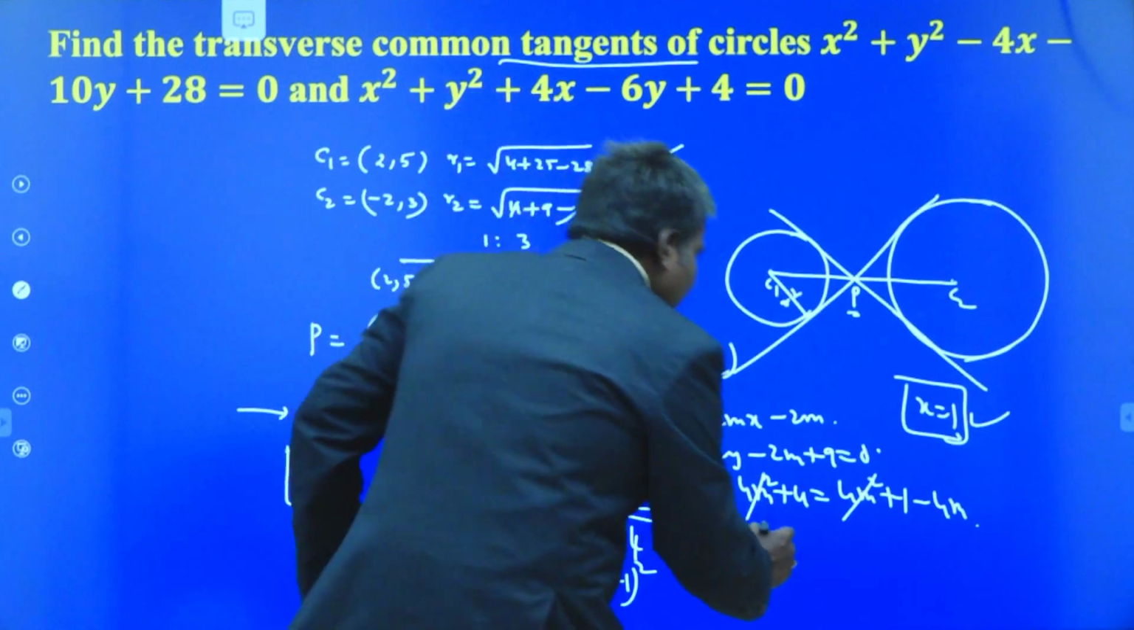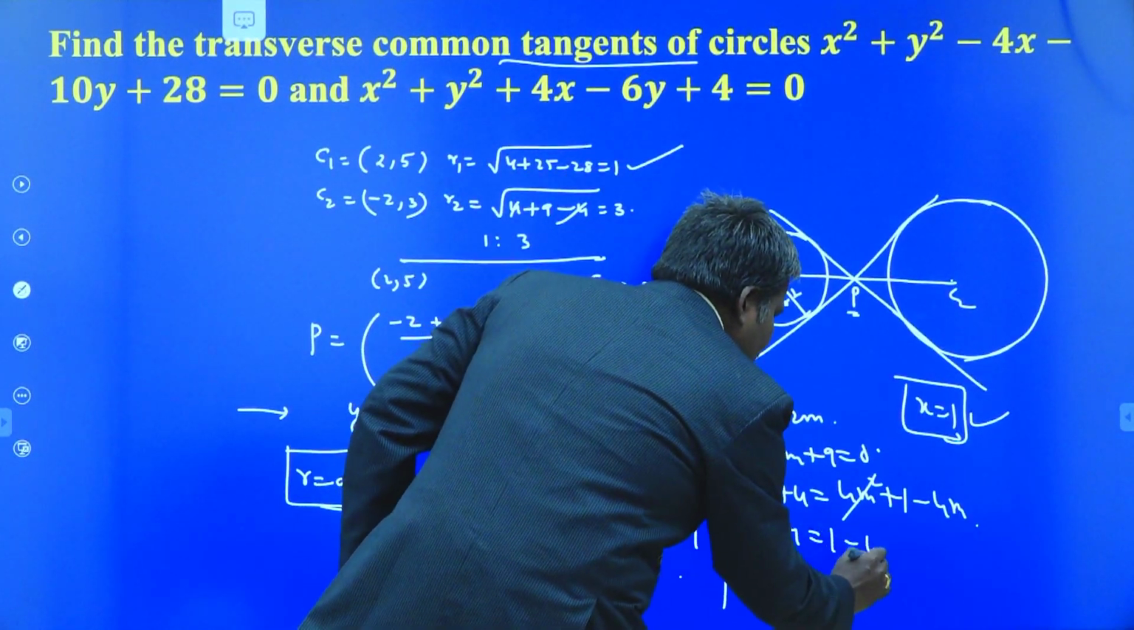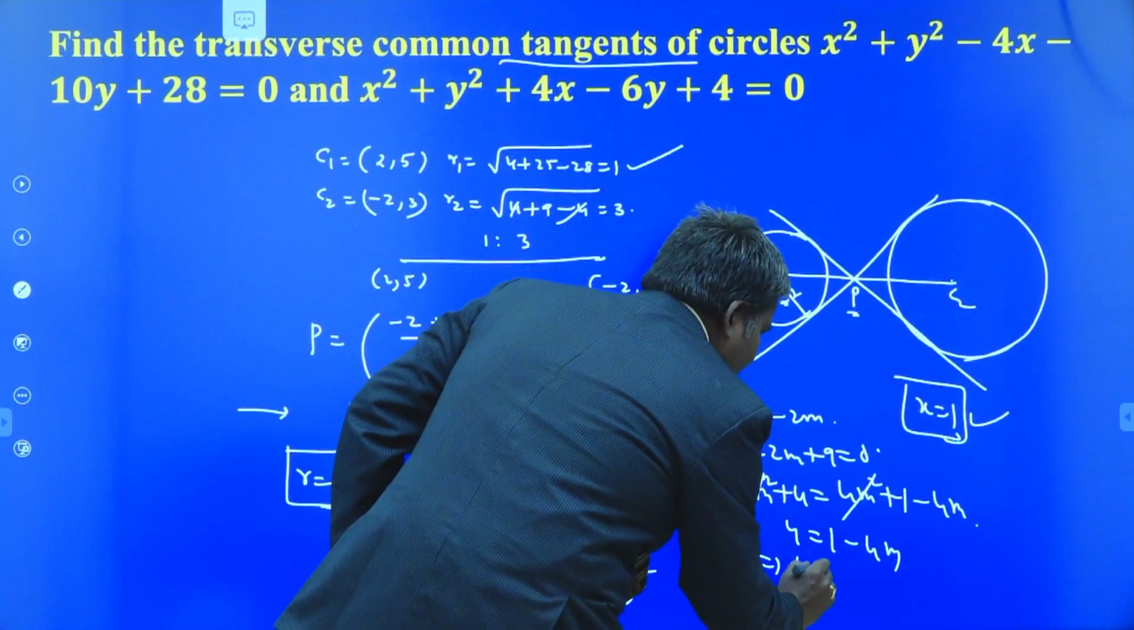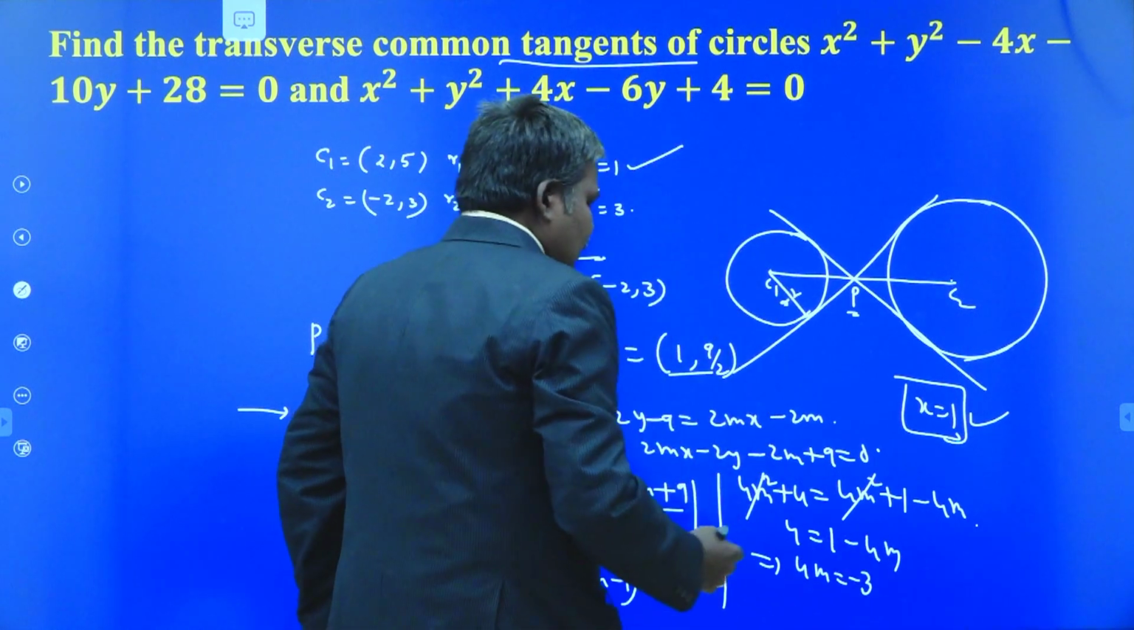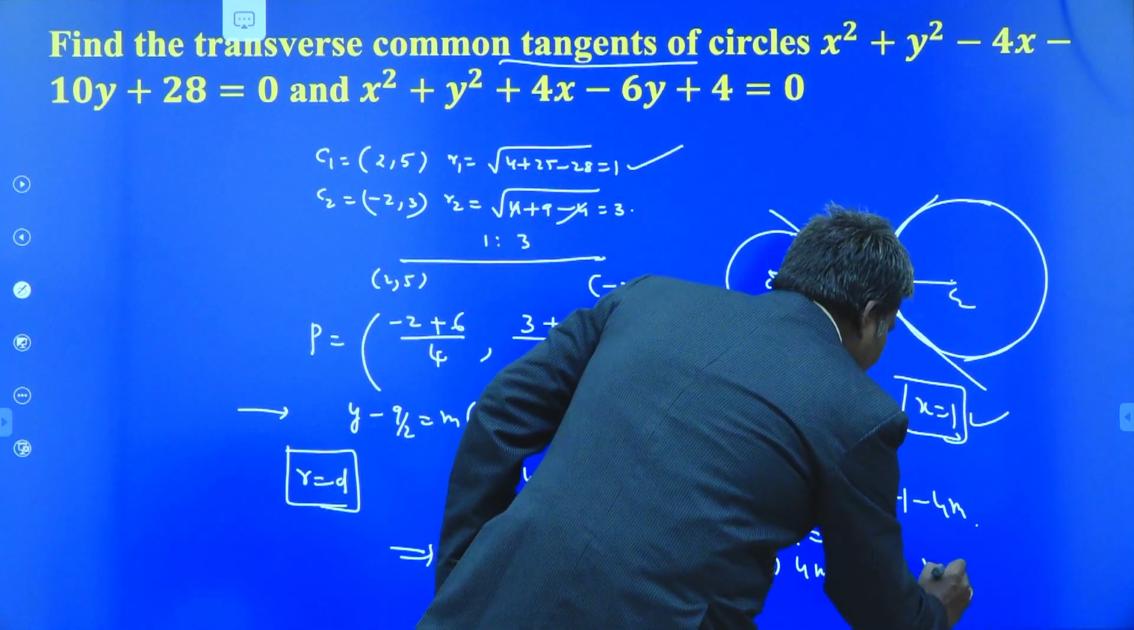Now, what is the remaining part here? 4 is equal to 1 minus 4m. Implies 4m is equal to minus 3. Implies m is equal to what now? Minus 3 by 4.